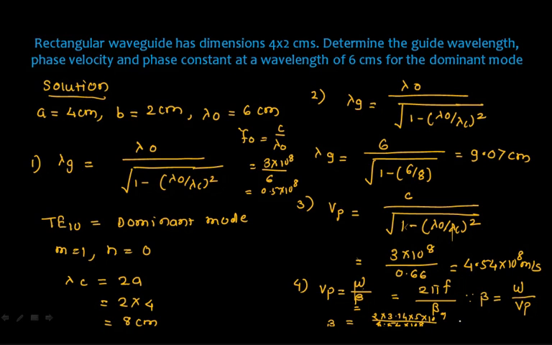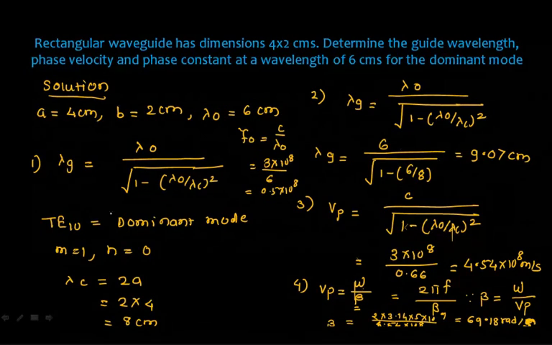So if you calculate this particular thing, this comes to 69.18 and the unit is radians per second. So this is the way you can calculate your phase velocity. Now, we have calculated the guide wavelength first, then we have calculated the phase velocity. After that we have calculated the phase constant.